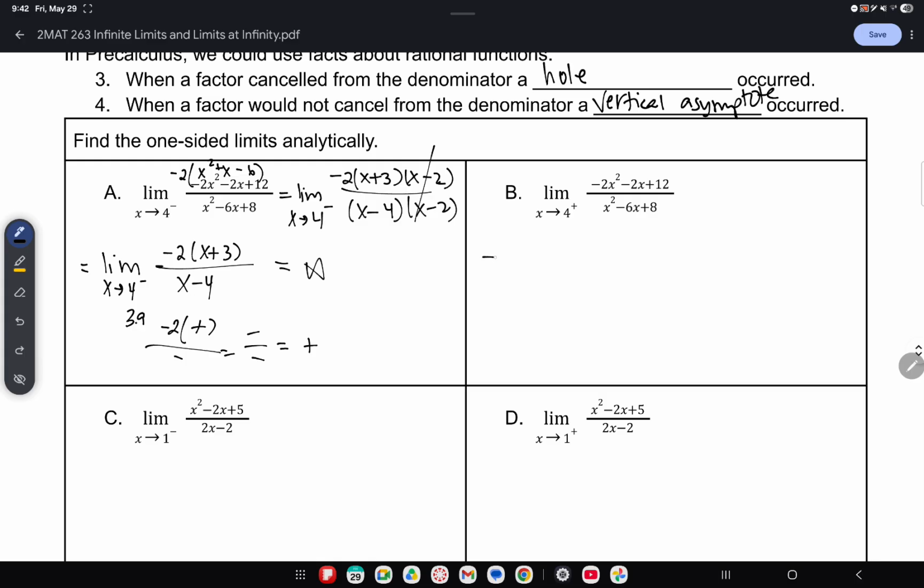Right? And then kind of the same idea from the right. So I'll write just the factored one we have. And let's plug in something like maybe 4.1. So I would have negative 2, and then 4.1 plus 3 is positive. 4.1 minus 4 is positive. So in the end, I have negative over positive, which in the end is negative. So that limit is approaching negative infinity. Okay.